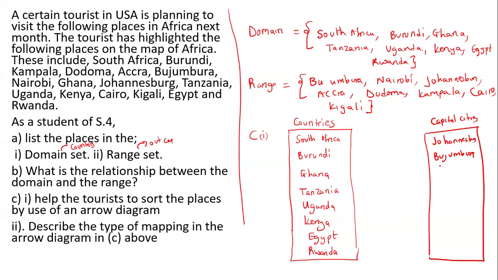Accra, Ghana. Dodoma, Kampala, Nairobi, Cairo, and Kigali. Okay. So, we come and do the arrow diagrams to meet the countries and the capital city. And you put direction.